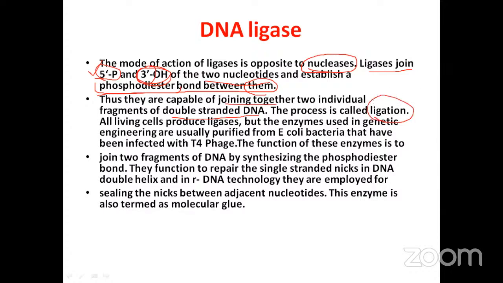All living cells produce ligase, but the enzymes used in genetic engineering are usually purified from E. coli. So these ligases are also isolated from E. coli bacteria that have been infected with T4 phages. The T4 phage enzyme also functions the same as ligase. That means it joins the two fragments with 5 prime phosphate and 3 prime hydroxy. So this is the function of DNA ligase.